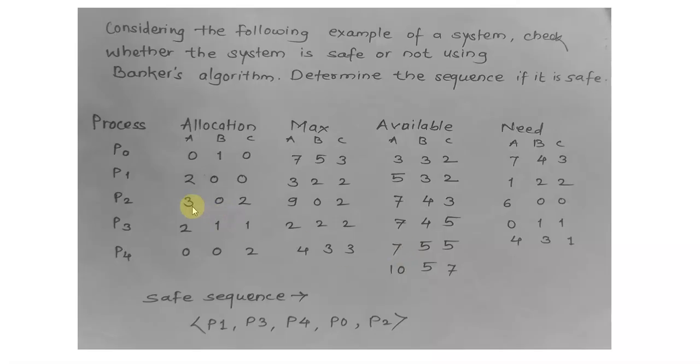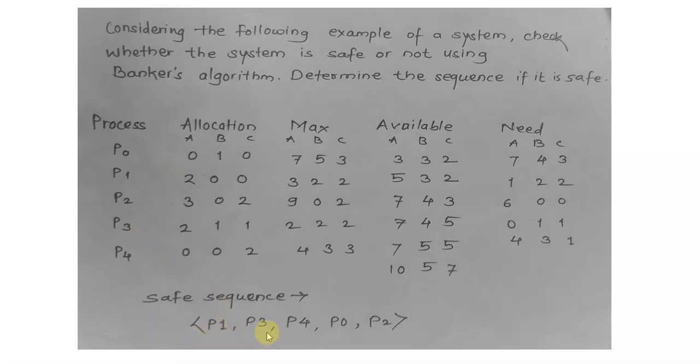So now this 7, 5, 5, after execution, P2 will release the allocated resources, that is 3, 0, 2. So 7 plus 3 will become 10, 5 plus 0 will become 5, and 5 plus 2 will become 7. So a total of 10 instances of A, 5 instances of B, and 7 instances of C are available in the operating system. So there is no deadlock. We can easily allocate the available resources to the processes to complete their execution.